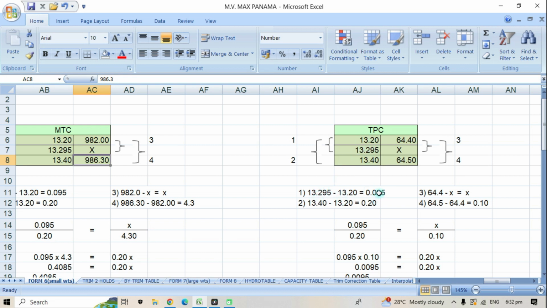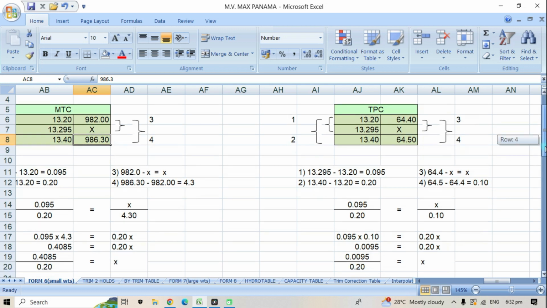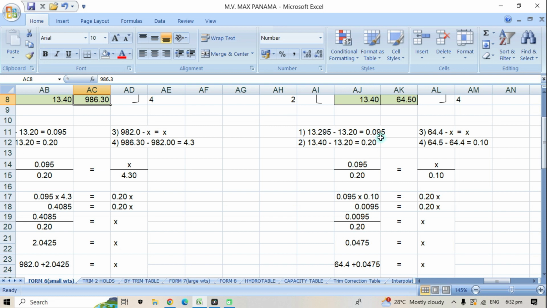13.295 minus 13.20 equals 0.095, and subtract on the extremes, 13.40 minus 13.20 equals 0.20, and this one will be X. Then 64.5 minus 64.4 is 0.10. Then by equation, 0.095 over 0.20 equals X over 0.10, and cross multiply, this will be 0.095 times 0.10, equals 0.20X.